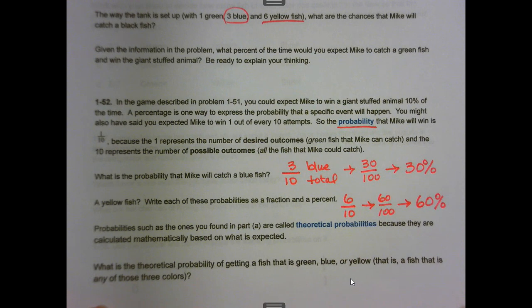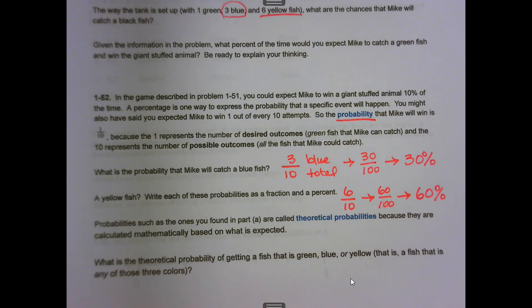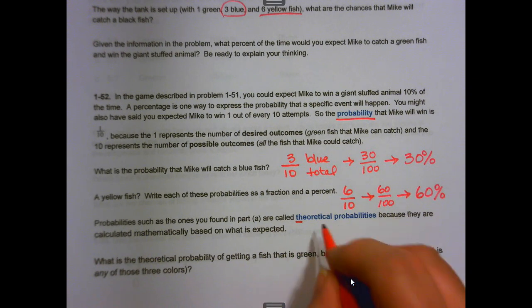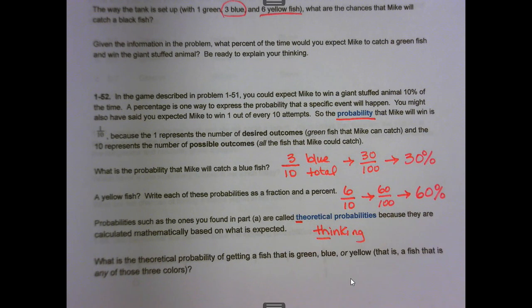And then when we take a look up here, it says the probabilities such as the ones we found in part A are called theoretical probabilities because they're calculated mathematically based on what's expected. I think about theoretical probability as the thinking about what could happen. And that kind of makes sense when you think about theoretical and the word thinking. They both start with that sound. I like to try and come up with ways that help me remember things, and I like to share those with you to make it easier for you maybe to remember them in the future.